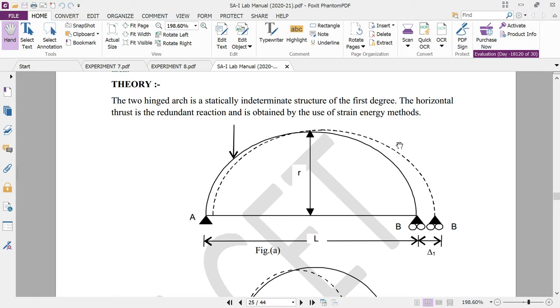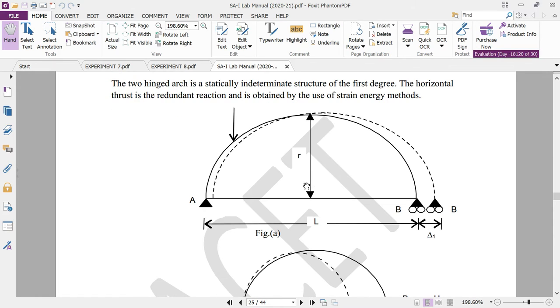Okay, so a 2-hinge arch is a statically indeterminate structure of the first degree, and the horizontal thrust is the redundant reaction and is obtained by use of the strain energy. That means we are using the strain energy formula to calculate the unknown horizontal thrust as well as the reactions in the arches, and by using that we can easily plot the bending moment diagram. Okay, so this is a typical free body diagram of an arch.